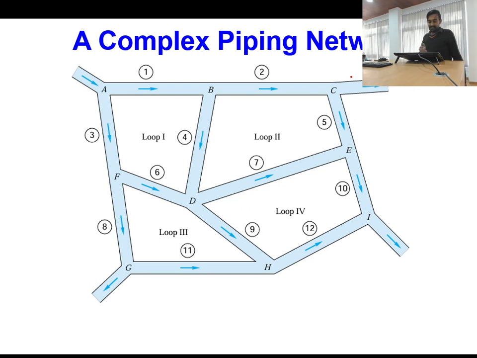The very first thing is, when you are considering a junction, consider that all flows are towards the junction, and whenever you are considering flows towards the junction, make the summation, and this will be equal to 0.